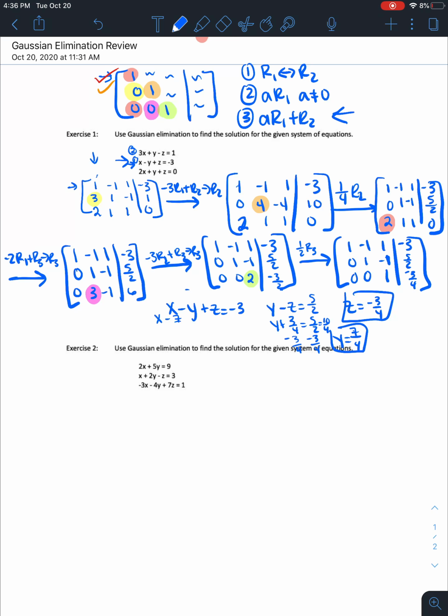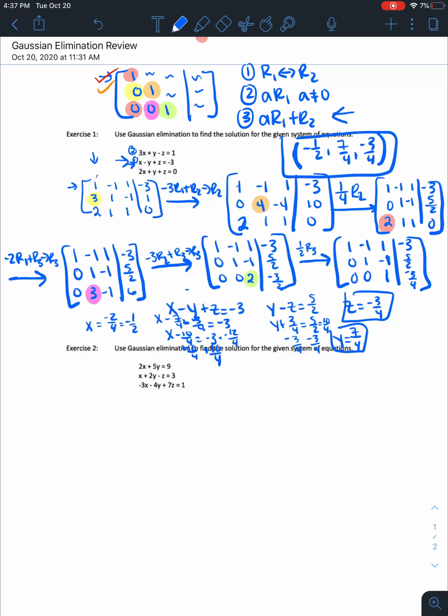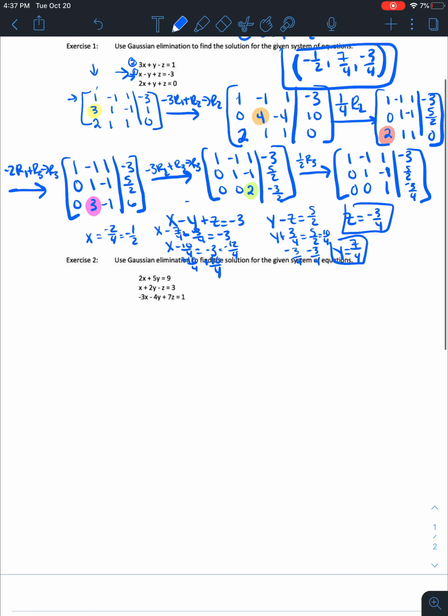So we have y equals 7/4 and z equals negative 3/4, and I can plug this in here. So I have x minus 7/4 minus 3/4 equals negative 3. So x minus 10/4 equals negative 3. I can add 10/4 to both sides. Negative 3 is the same thing as negative 12/4, so negative 12 plus 10 is negative 2. So I have x equals negative 2/4, which is negative 1/2. So my solution here is x equals negative 1/2, y equals 7/4, and z equals negative 3/4. There we go.